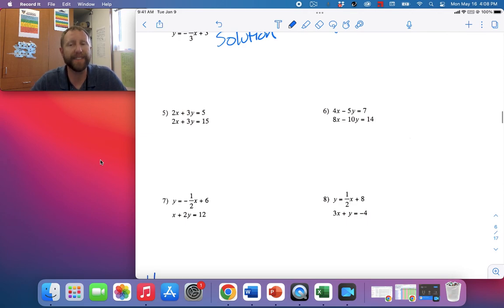Now for 5 and 6, all that work we just did on the previous assignment, solving for y, getting y by itself, think about what the slope number came from.